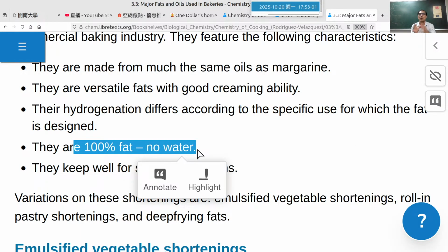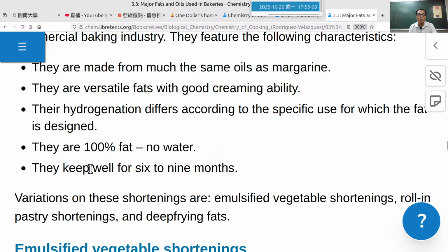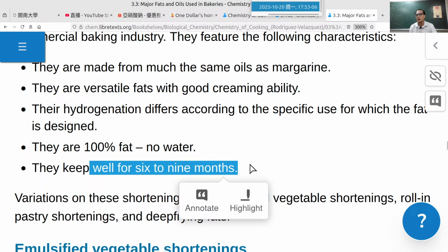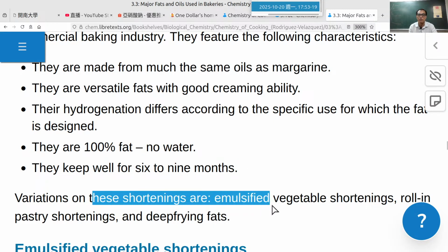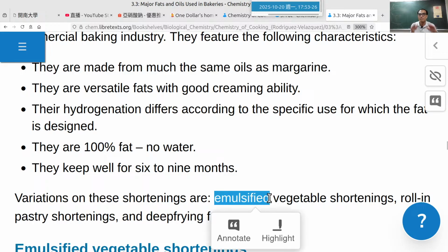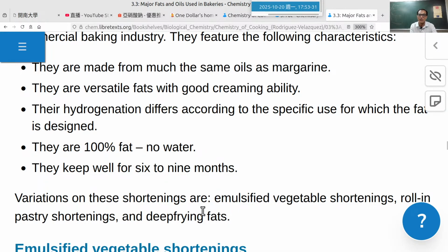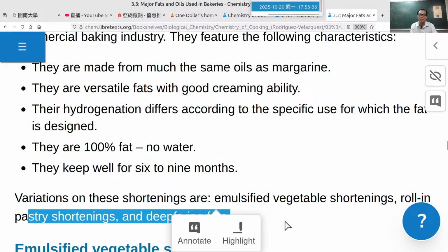Because there is no water, the properties are different. Okay, they keep well for 6 to 9 months. Generally speaking, the storage time is a little bit longer than butter. Butter, I mean the dairy product, the real one from the milk. And variations of those shortenings are emulsified. Personally, I think emulsifying is an important characteristic for the vegetable oil. Okay, the vegetable shortenings, raw in pastry shortenings, and deep fried fats have different phases. Okay.